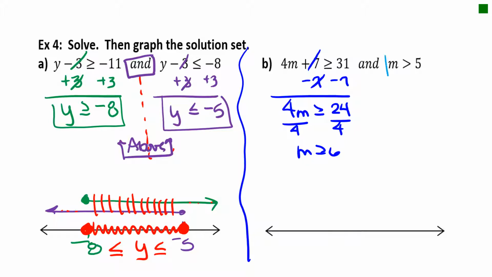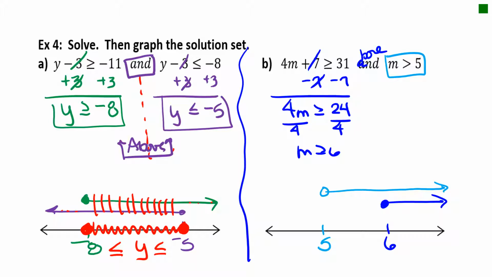Oh, this one's already solved for me, isn't it? Alrighty, so I'm going to put 5 on the left because it's smaller. I'm going to put 6 over here. I just kind of put my points in numerical order. I'm not really worried about spacing right now because I'm just trying to get the concept. It is an and, so I'm going above. M is greater than or equal to 6. M is greater than, so it's to the right again, 5.